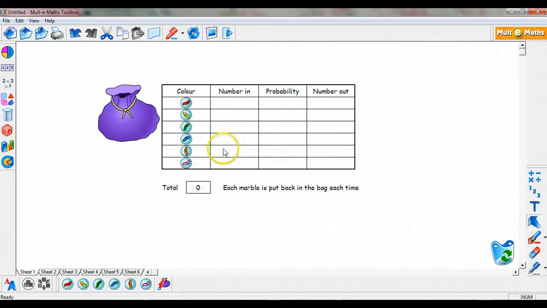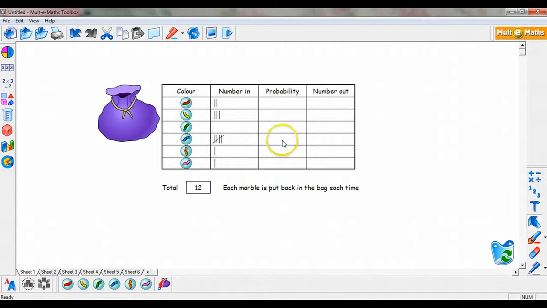So basically I would ask the class, you know, what colours would I put in? So they would say maybe 2 red, 3 yellow, no green, maybe 5 blue, and then 1 orange and 1 pink. So we would have 12 altogether.